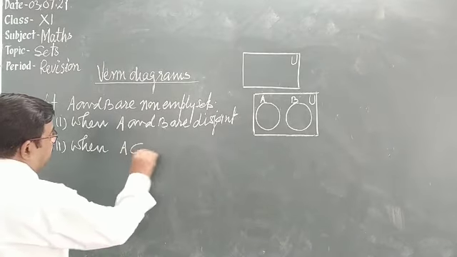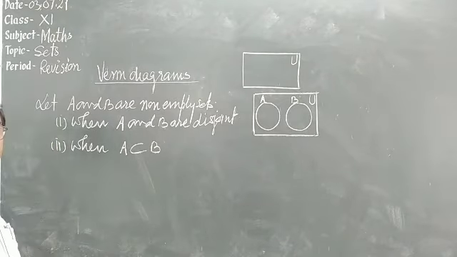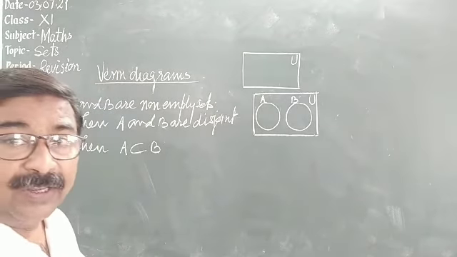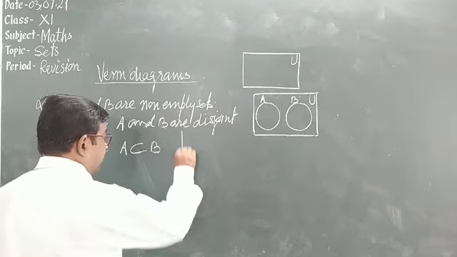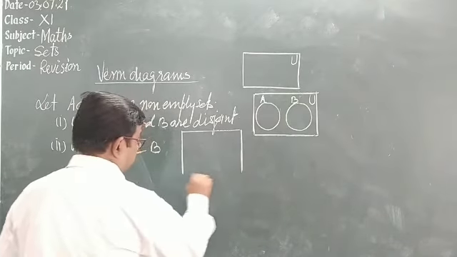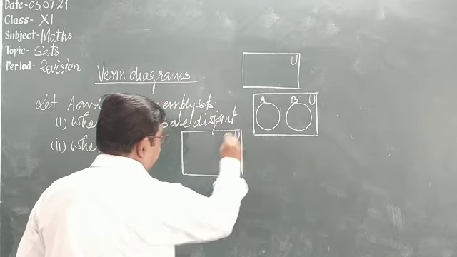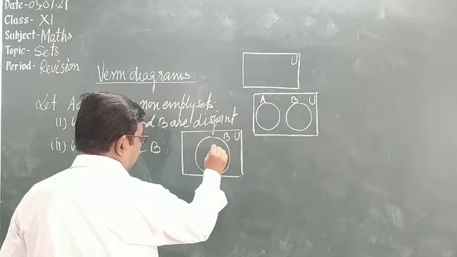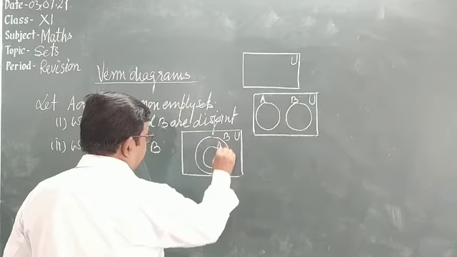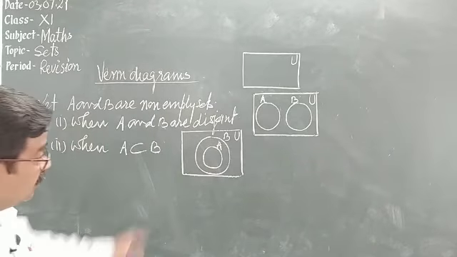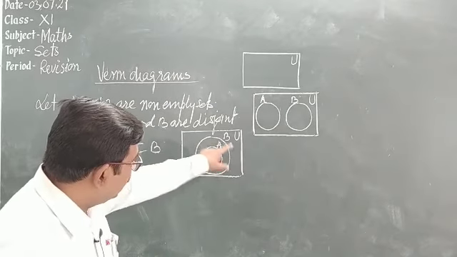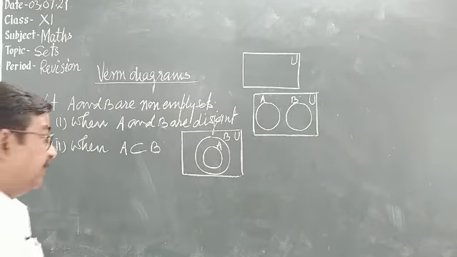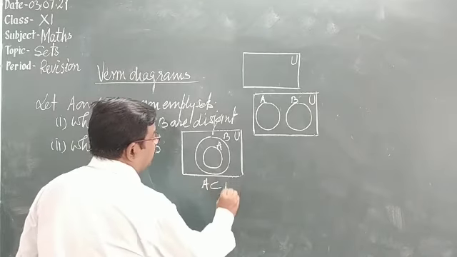Second case, when A is a subset of B. What does it mean? It means all the elements of A are found in B. So let's see its Venn diagram. This is the universal set. This is set B, and this one is set A. All the elements of A are found in B, so A is a subset of B.